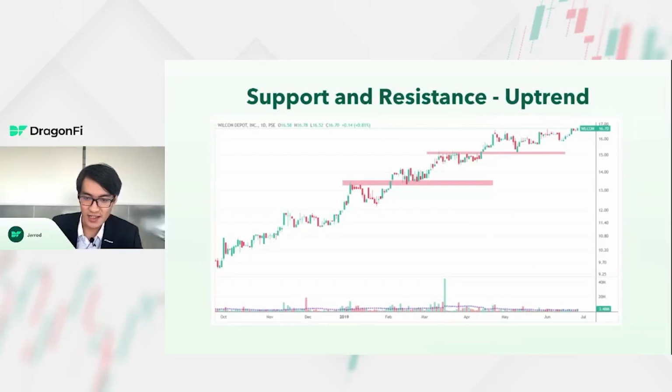So support and resistance, it's not just in a sideways, di ba? Kanina it was on a sideways, in up and down. But support and resistance also happens during an uptrend. Pero the thing is, once the stock breaks out of resistance, once the price goes back to that level, usually it acts as support na. Why? So let's say 5, di ba? You thought 5, it broke out, it went to 6, right?